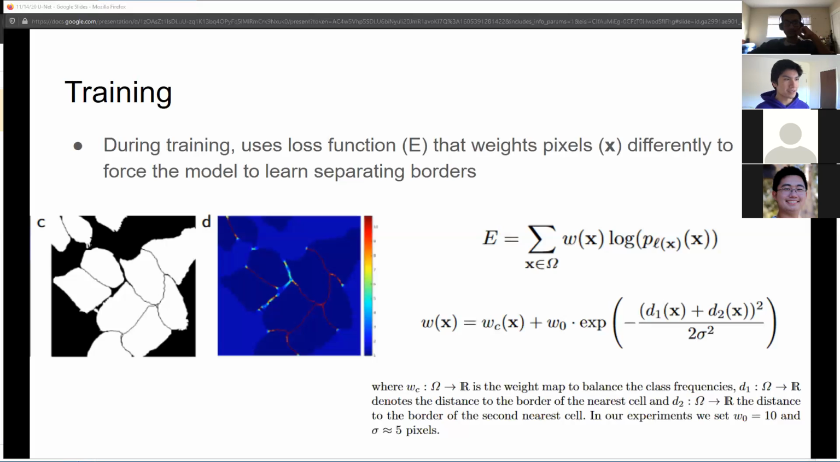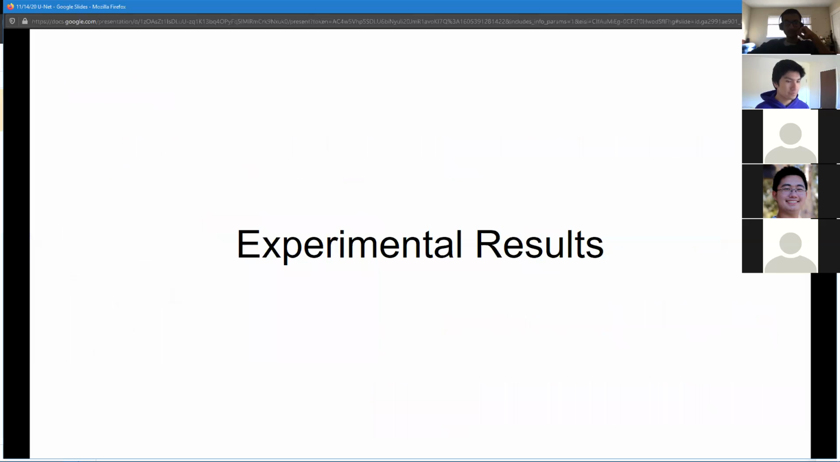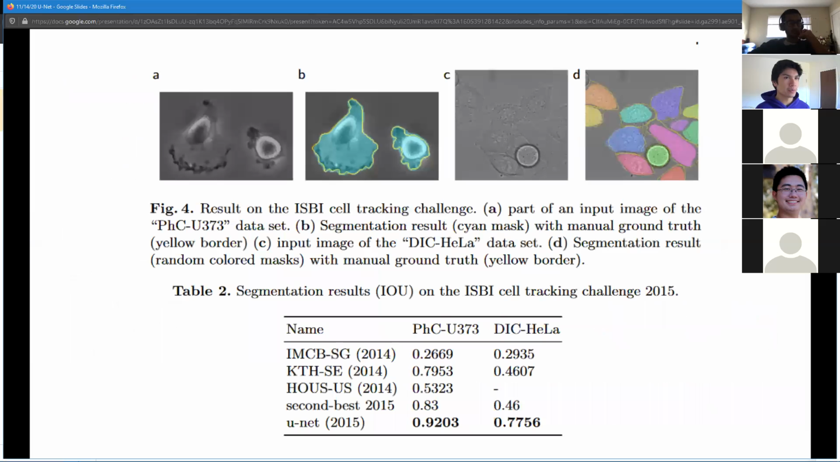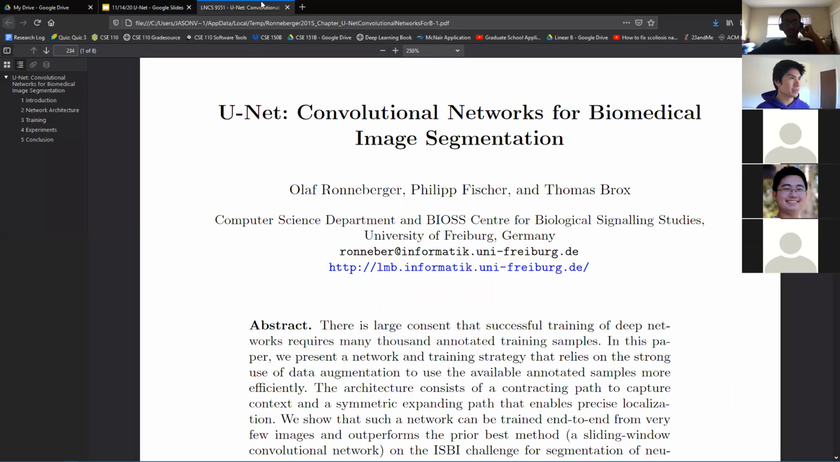Should we go on to the next slide? Okay. So I just want to go over some experimental results. Let me see if I can actually open up the paper. This is the second table, but there's another table in the paper too.